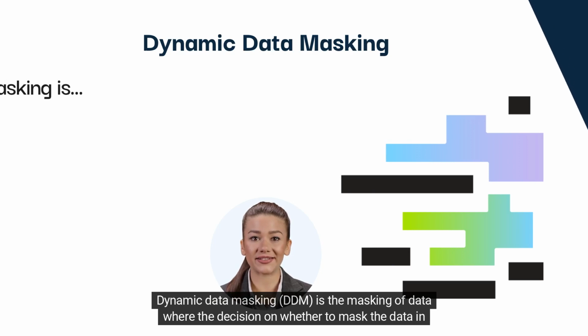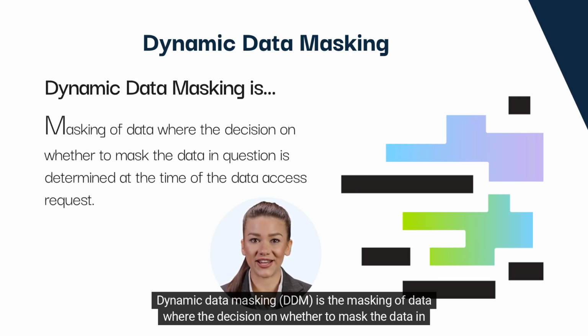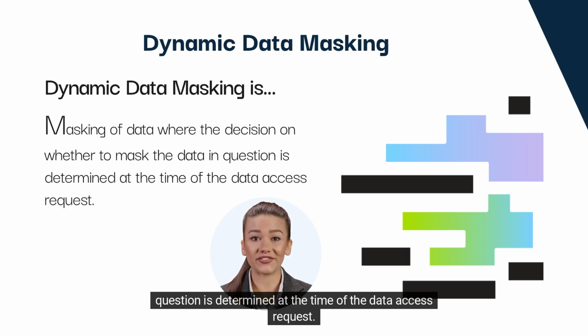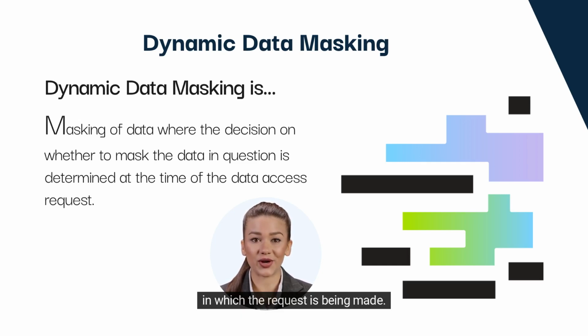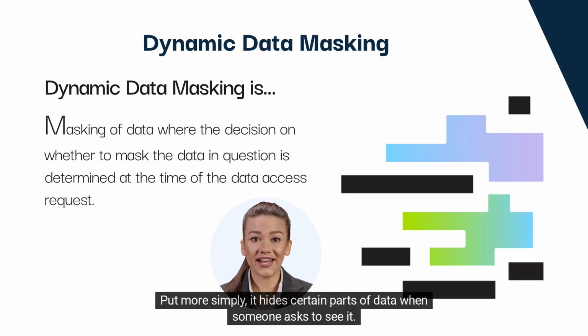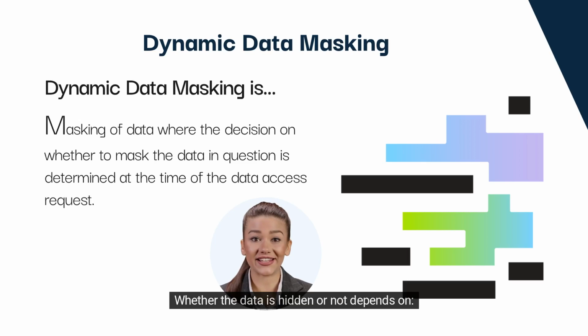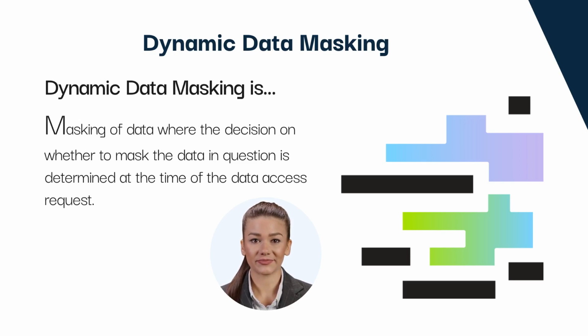Dynamic data masking, DDM, is the masking of data where the decision on whether to mask the data in question is determined at the time of the data access request. It is based on attribute values of the user requesting access, the data itself, and the environment or context in which the request is being made. Put more simply, it hides certain parts of data when someone asks to see it. Whether the data is hidden or not depends on who is asking for it, what the data is, and the situation in which the request is made.